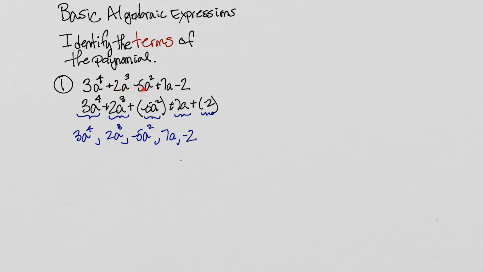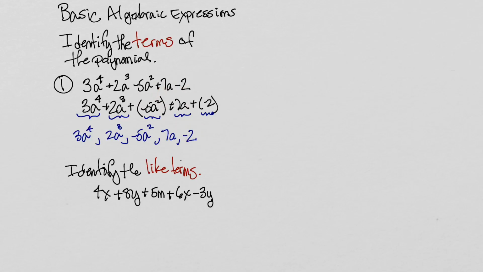So in practice, when doing this, you don't really have to change subtraction to addition. You just know it in your head. What you do to get the terms is just take the sign along with it. So positive 3a to the fourth, positive 2a to the third, negative 5a squared, 7a, negative 2.